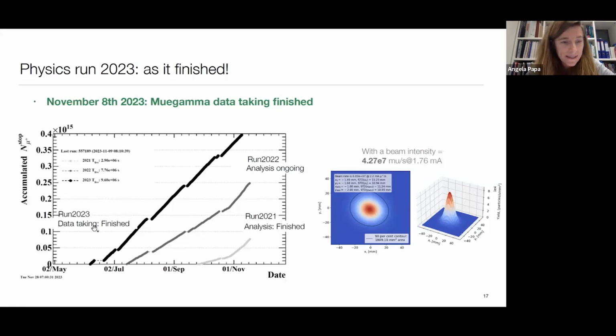So the data taking has been completed for this year, and we have also moved from the calibration of the 2022 run to the analysis.